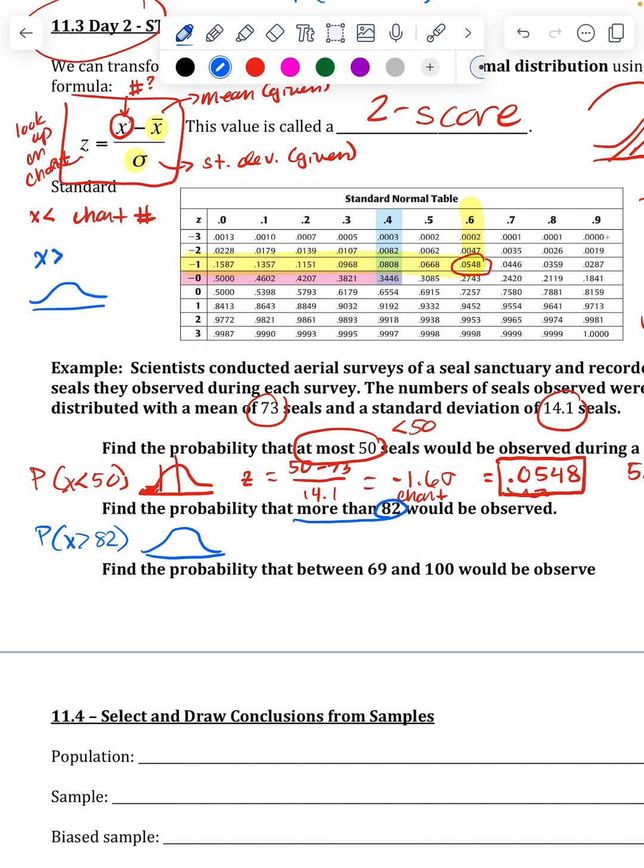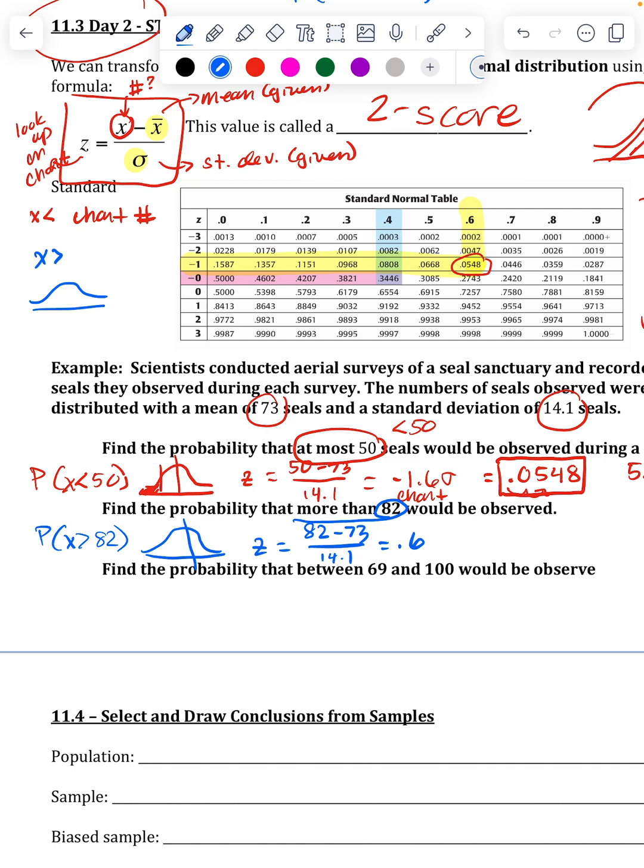So I have to figure out where that lands. Let's find a Z-score. 82 is the number we're talking about, minus our mean of 73, over our standard deviation of 14.1, and that leads me to a Z-score of 0.6. It comes out to be a bigger decimal than that, but I only have room for a tenths place, one decimal place up here.